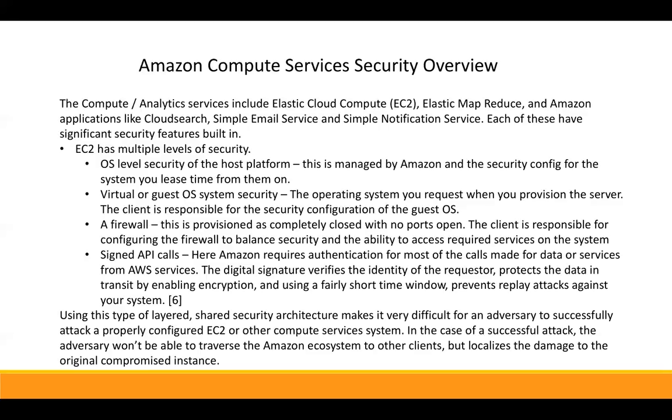Using this type of layered, shared security architecture makes it very difficult for an adversary to successfully attack a properly configured EC2 or other compute service system. In the case of a successful attack, the adversary won't be able to traverse the Amazon ecosystem to other clients, but localizes the damage to the original compromised instance. As you can see, Amazon has built many different areas and layers to keep your entire infrastructure and data secure and safe. It's a benefit of AWS that it does all the heavy lifting for you, where you don't actually have to set this up.